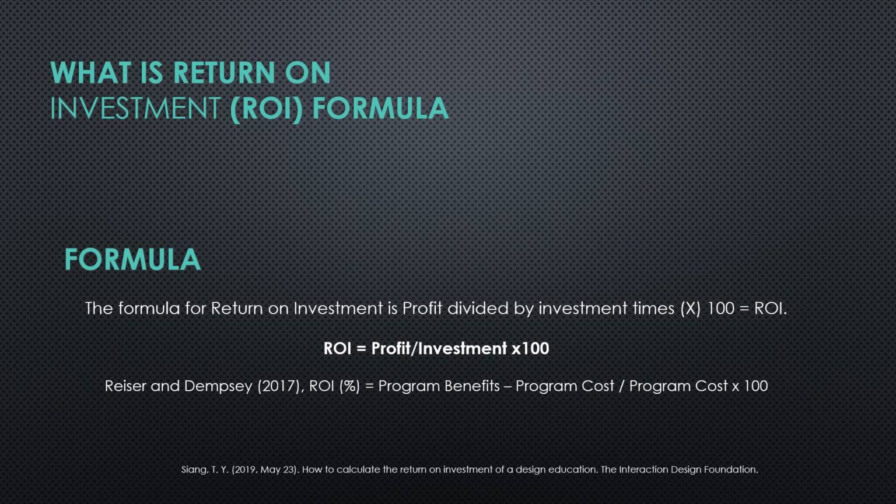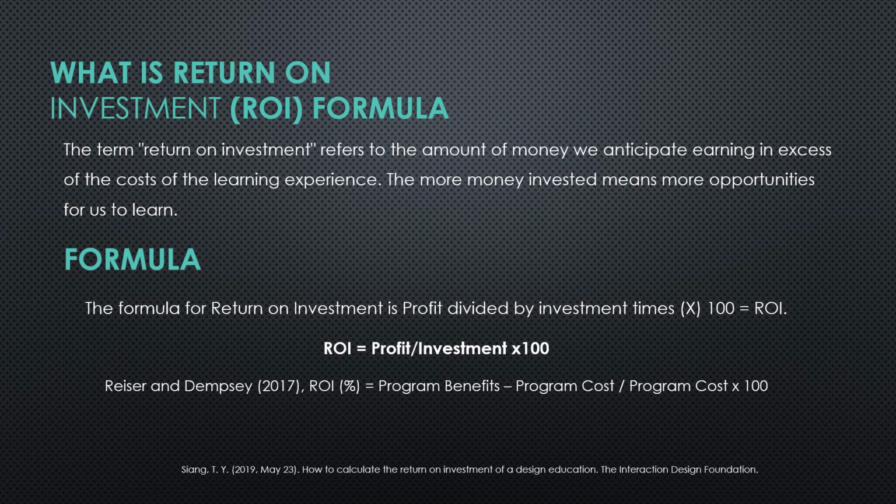What is the ROI investment formula? So the term return on investment refers to the amount of money we anticipate earning in excess of the cost of the learning experience. The more money invested means more opportunities for us to learn. The formula is as follows. ROI equals profit divided by investment times 100.